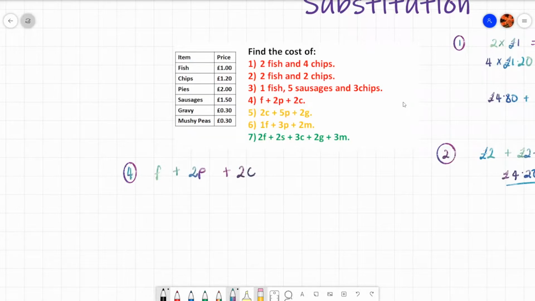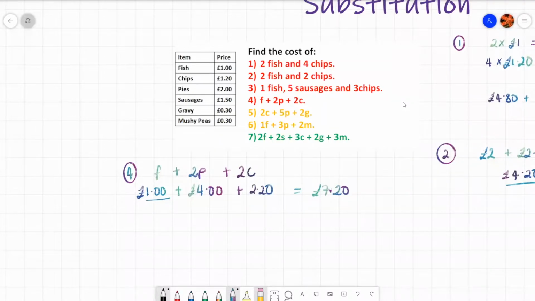Well, f is fish, but fish costs £1. 2 pies, well, that's going to be £4. And 2 chips is double the 1 chip, which is £2.40. And you can see that here I have replaced the letter with a number that represents that letter. That is called substitution in maths, replacing a letter with a number. So I can work out the total cost here now. I'm going to do £1, add £4, add £2.20 to give me £7.20. Nice and simple and straightforward.